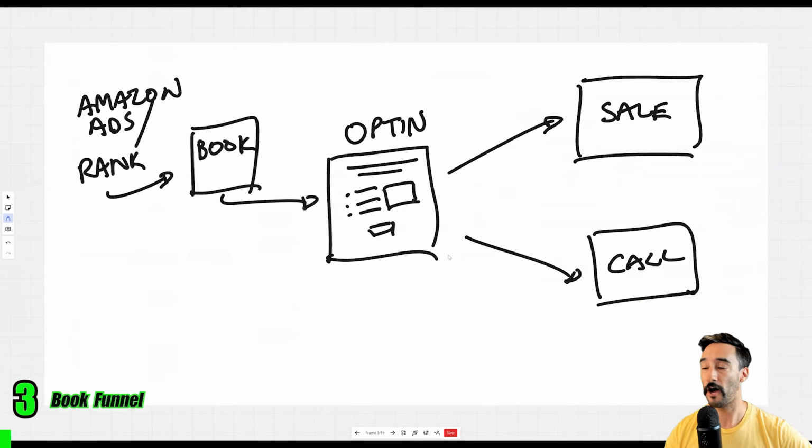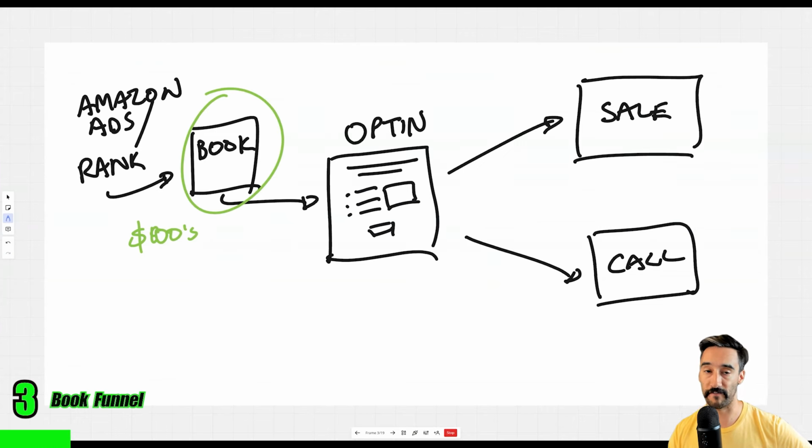Third type of funnel is called a book funnel. This is one of my favorite types. This personally has netted me hundreds and hundreds of thousands of dollars. The idea is we write a book aimed at a specific market with a specific offer. And inside the book, we regularly give worksheets, courses, and help in order to try and get them to convert.